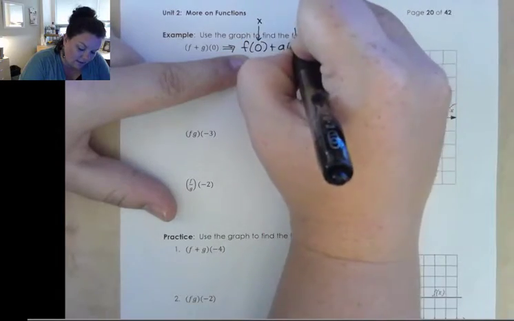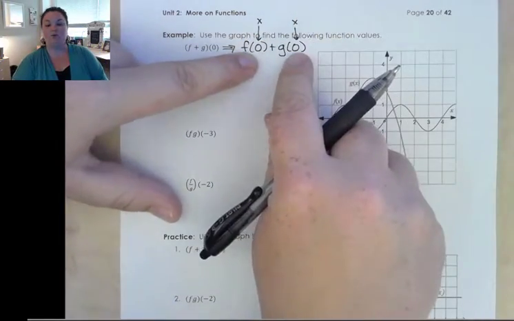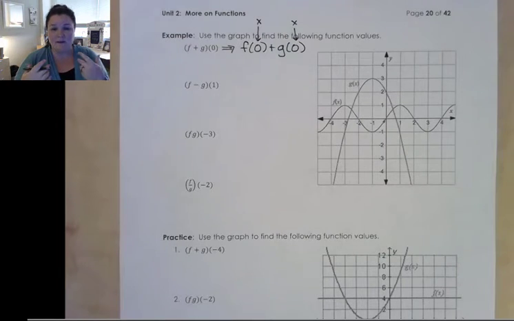We're still using 0 as our x, right? But we're trying to figure out what it equals. And when we talk about functions and what they equal, that's our y values, okay?